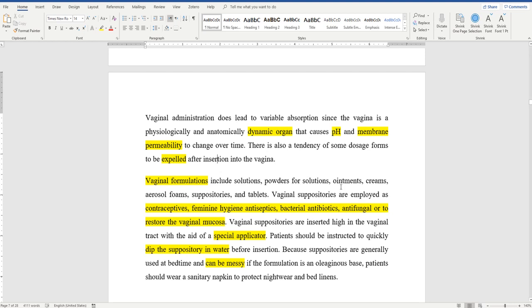طبعا, in addition to suppositories اللي هي سميناها pessaries in case of vaginal administration, in addition to that, we have solutions that can be administered vaginally. We have powders for solution. شو يعني powder for solution? It means that you buy the powder from the pharmacy and then you add liquid to it. We have also ointments and creams. We have foams. We have tablets, اللي هي vaginal inserts.